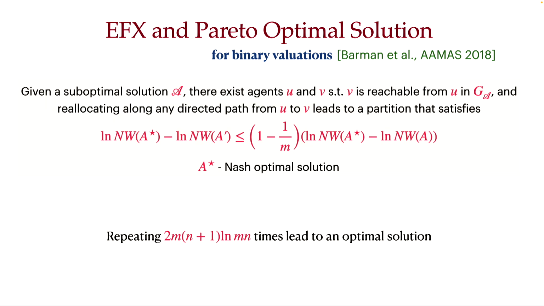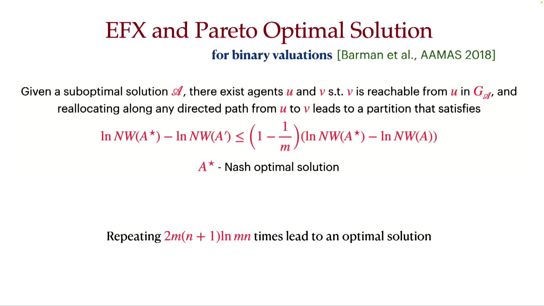We will read it later, but this is the crucial lemma here: if I have any suboptimal solution, which does not maximize Nash welfare, then there exists a pair of agents u and v such that v is reachable from u in G_A, the graph you construct with respect to the allocation A, and reallocating the way I said will give you this much guarantee. Now, what is A star? A star is the optimal solution.